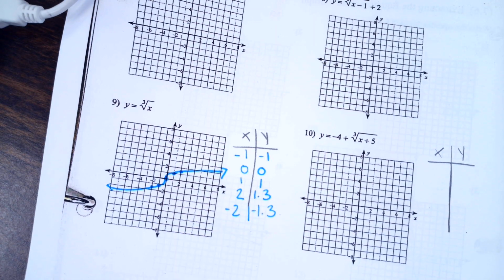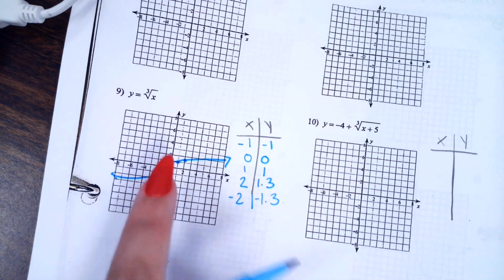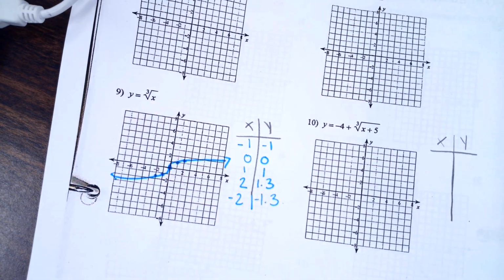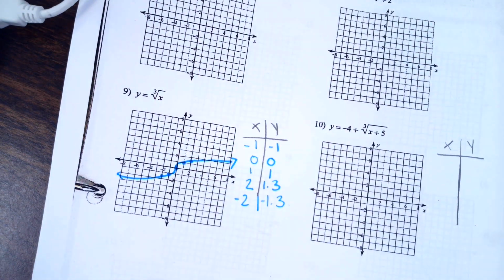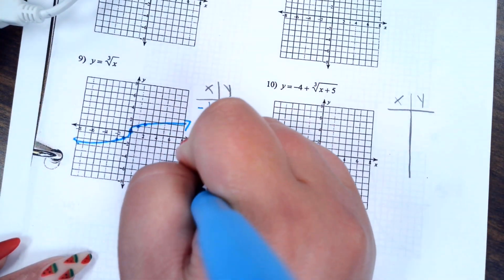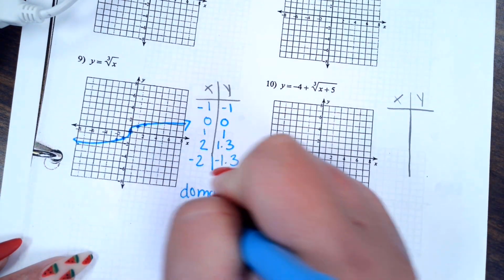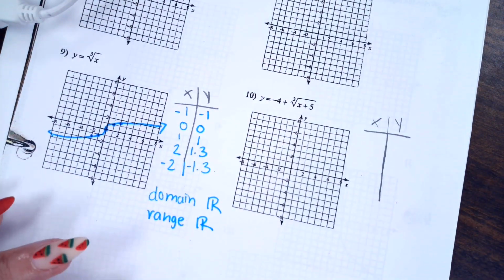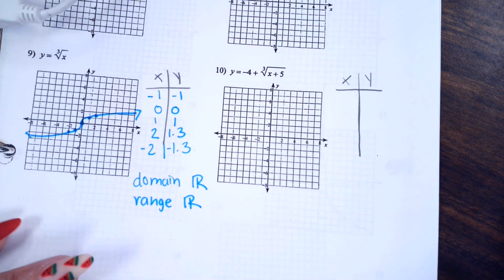Cube root functions, if we think about the domain and range, are possible x values. There are no restrictions on x, so that would be all reals. If we think about the range, there's also no restriction. So your domain and range of a cube root function will always be all reals. So easy peasy. Domain, all reals, range, also all reals. All right, let's look at number 10 and then we are done.